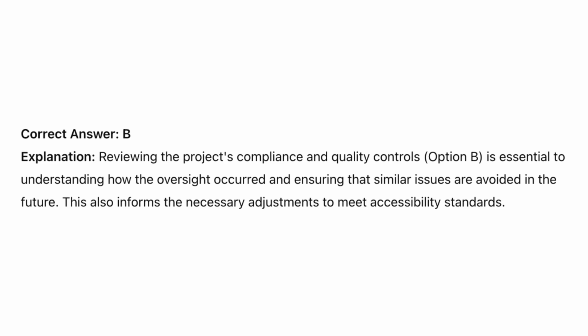Correct answer B. Explanation: reviewing the project's compliance and quality controls. Option B is essential to understanding how the oversight occurred and ensuring that similar issues are avoided in the future. This also informs the necessary adjustments to meet accessibility standards.